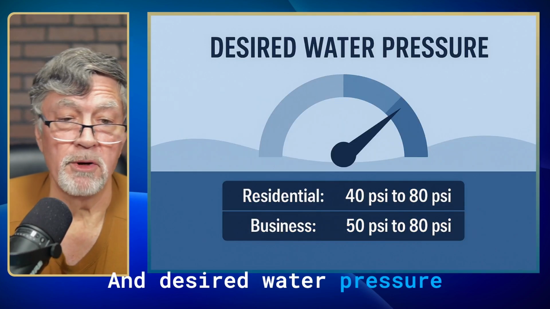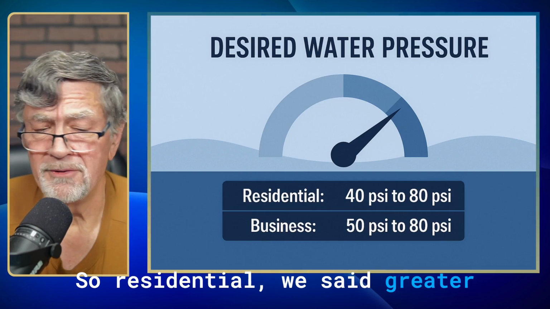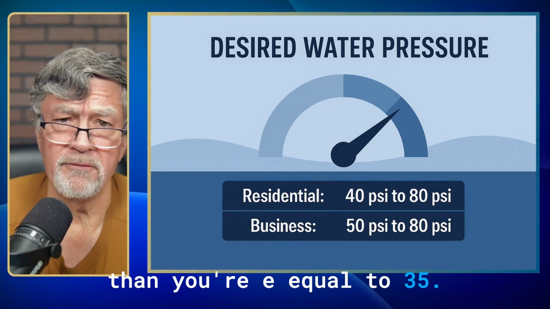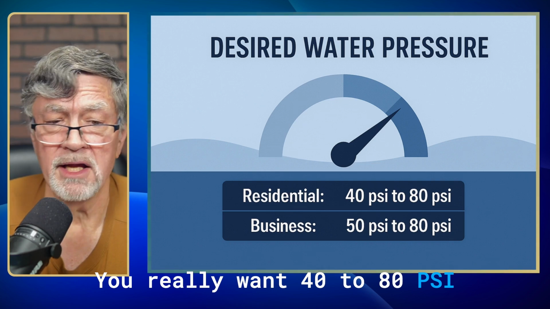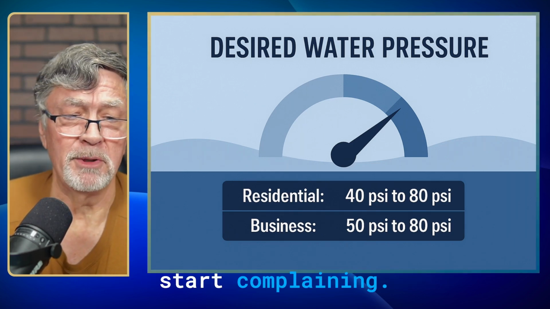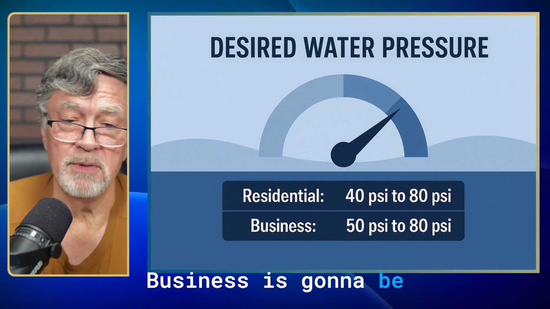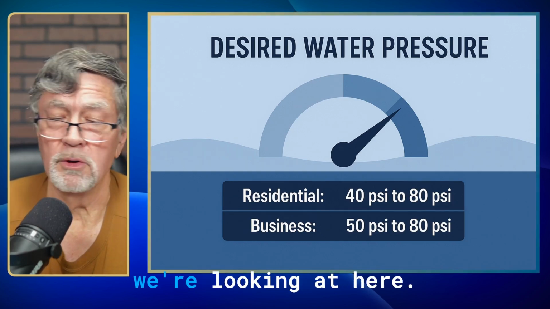And desired water pressure enters in there too. So residential, we said greater than or equal to 35. That's a minimum. You really want 40 to 80 psi in your residential lines. You start getting below that and people start complaining. Business is going to be a little bit higher, 50 to 80 psi. So that's really what we're looking at here.